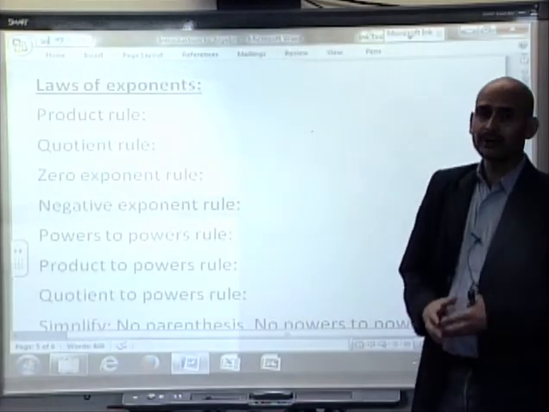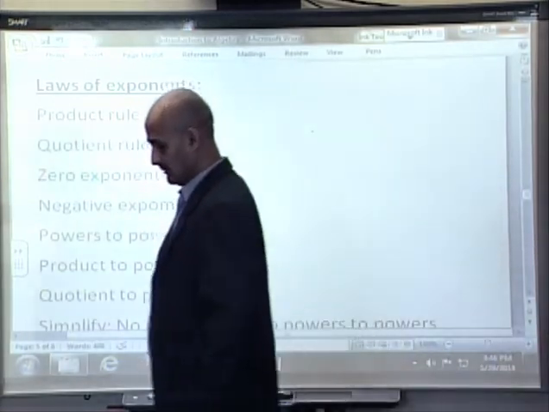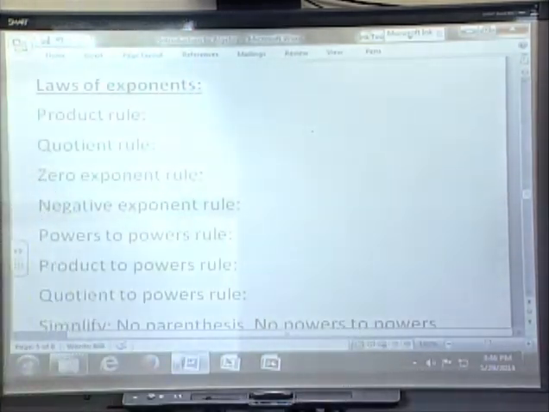Now we want to talk about something called the law of exponent. This is how to work with algebraic quantities containing exponents. That is what we call the law of exponent. So there are a bunch of laws of exponent.